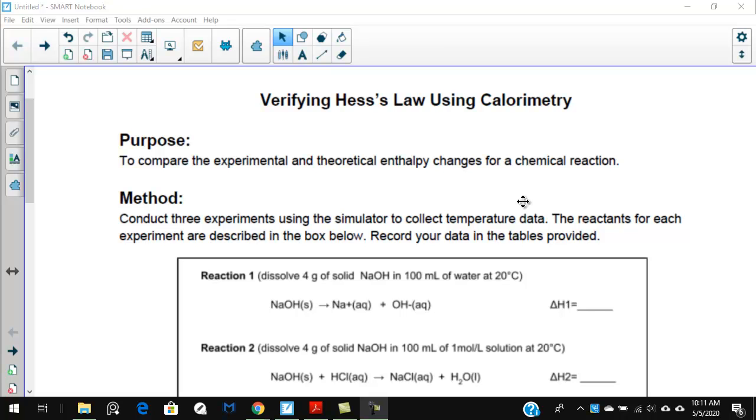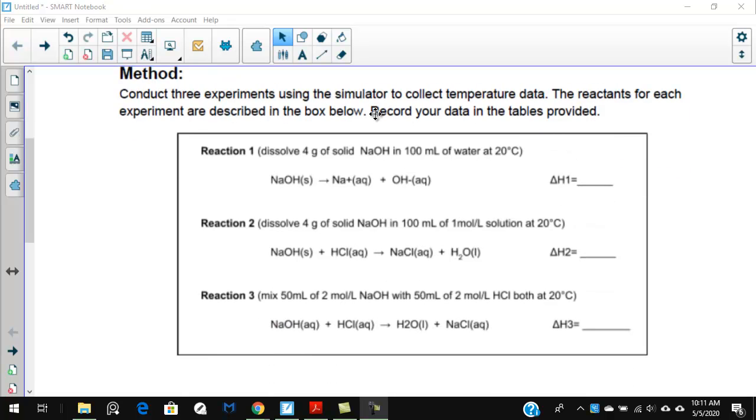Okay, I just wanted to take a few minutes to do a walkthrough on this lab that we're doing online. Normally we would do this activity in the classroom, and there are these three reactions that we would work through. We would do it in a coffee cup calorimeter, just like the questions that you've been looking at.